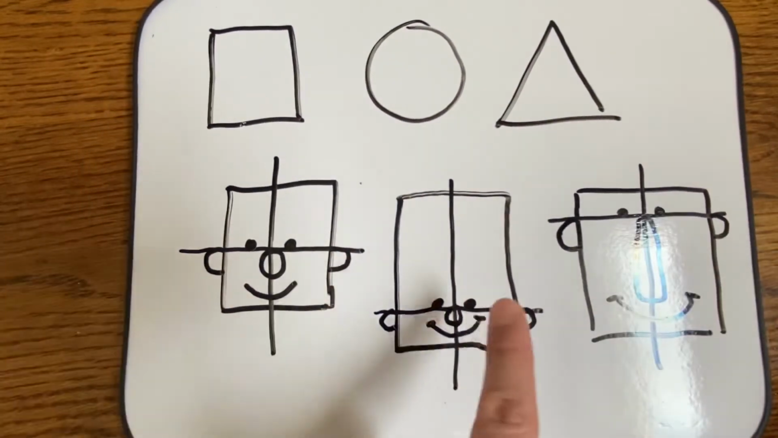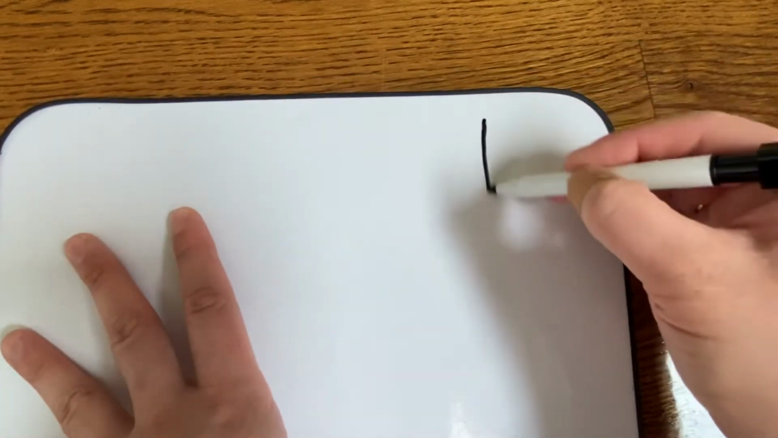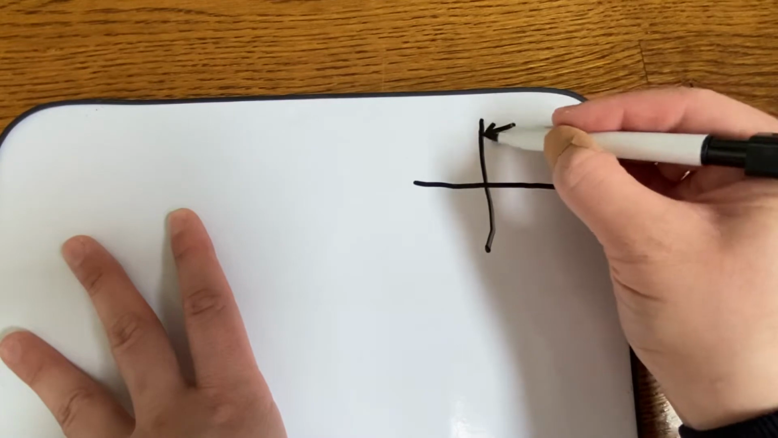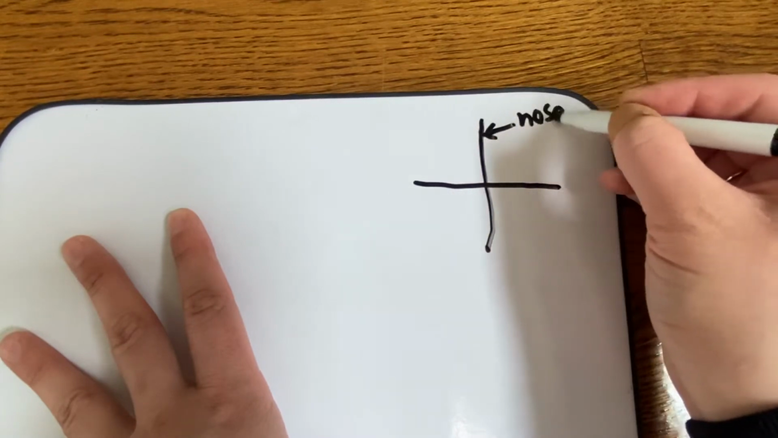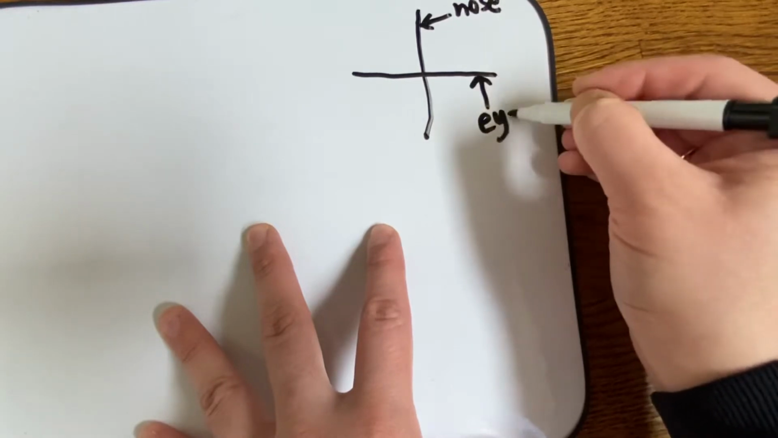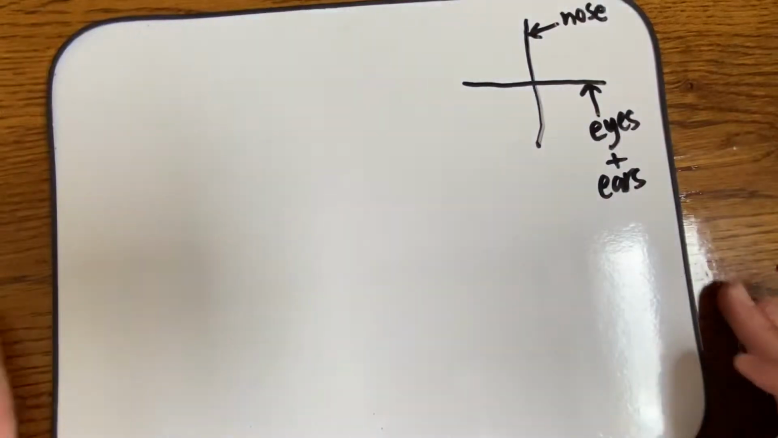Remember, the axis is really important, and I'm gonna write it down at the side so that we can remember it. This is for the nose. The horizontal one is for the eyes plus ears. All right, so remember that.